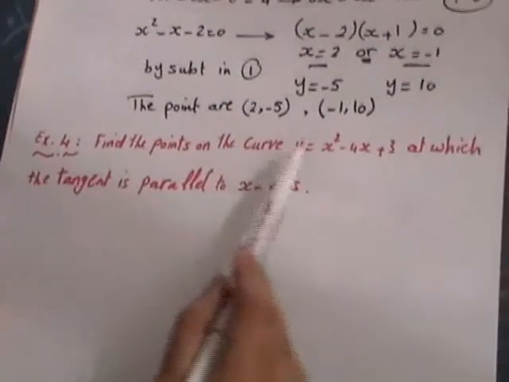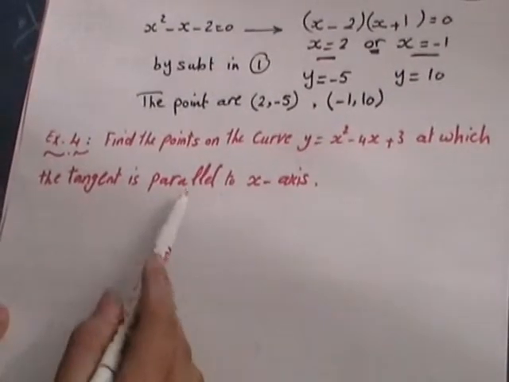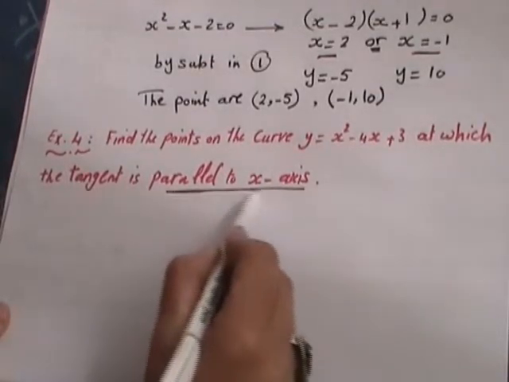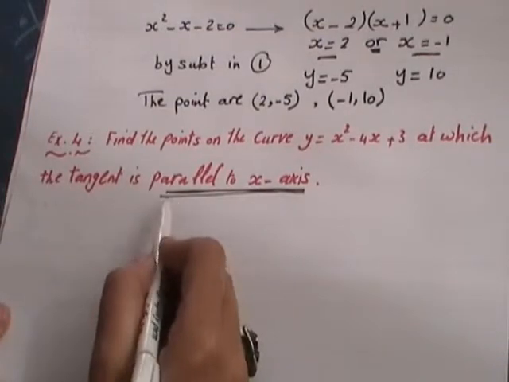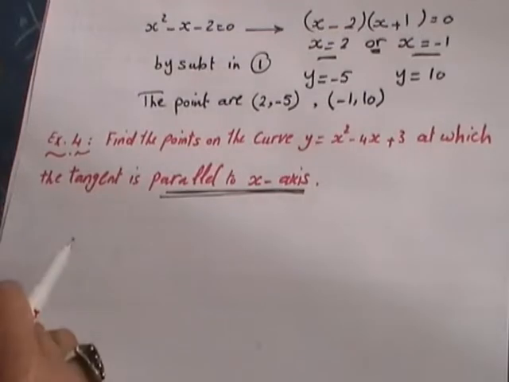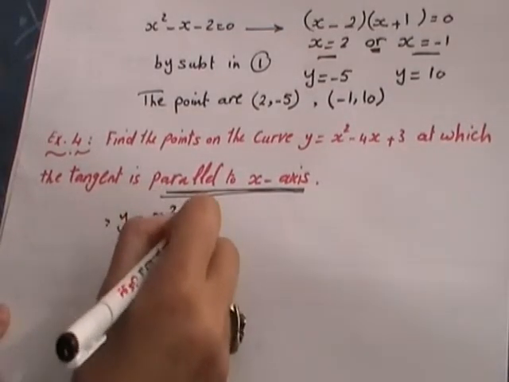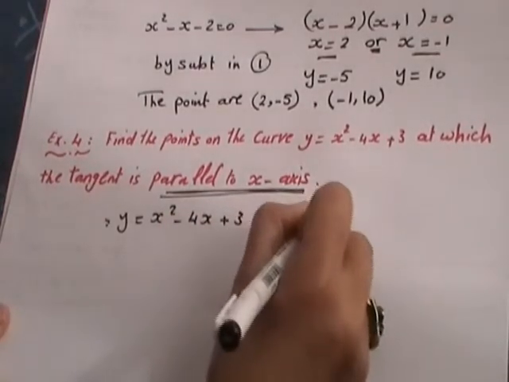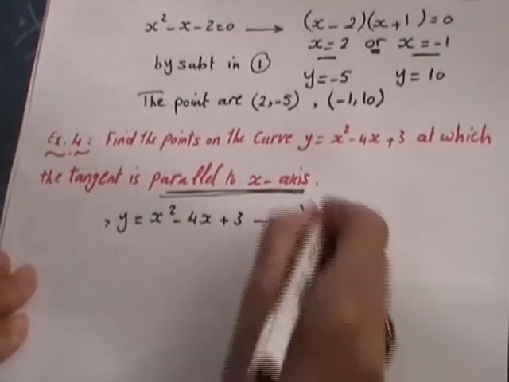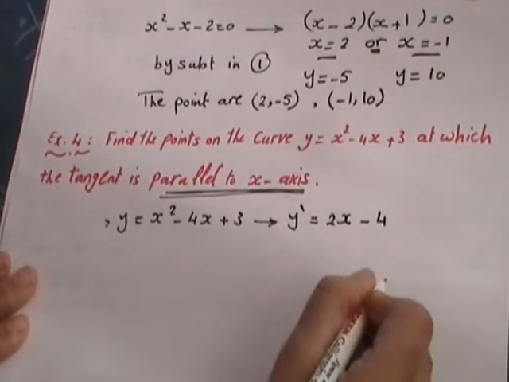Find the points on the curve y equals x power 2 minus 4x plus 3 at which the tangent is parallel to the x-axis. What is the meaning of parallel to the x-axis? It means that the slope of this tangent will be equal to 0. So the first step, we find the first derivative of the function of the curve. Since y equals x squared minus 4x plus 3, we can find y dash or dy by dx, which is 2x minus 4. This is the first step.